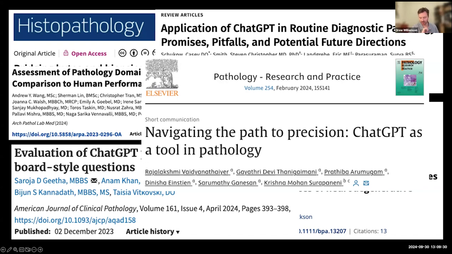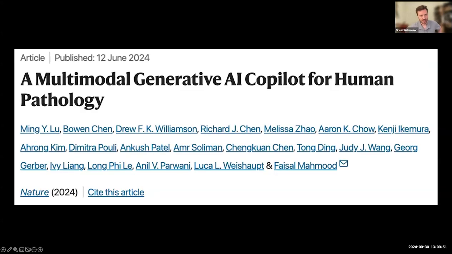Part of my postdoc work was asking: can we take all of this interest and the expertise that went into developing something like ChatGPT, and the fairly obvious ways it might be used, in theory at least, to improve or add to pathology practice, and build a pathology-specific version of that? That led to this paper published in Nature this year.